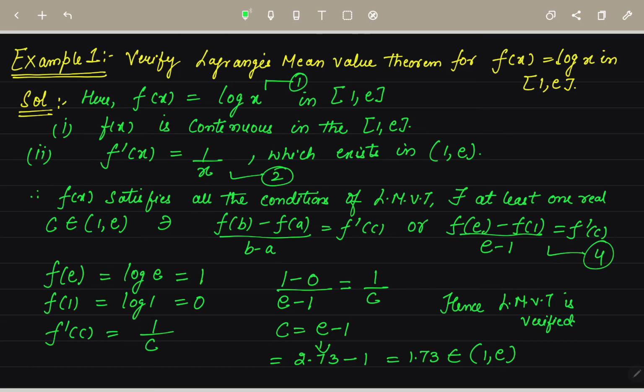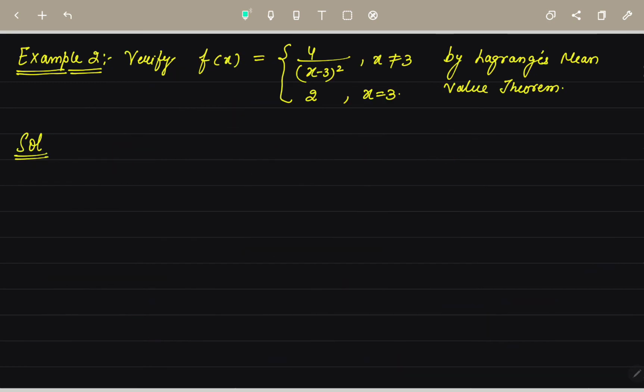Next, I will solve one more example. The next example is: verify f of x is equal to 4 divided by (x minus 3) whole square when x is not equal to 3, and 2 when x is equal to 3, by Lagrange's mean value theorem. First of all, I have to see whether this function is continuous in the closed interval 1 and 5, and similarly whether this function is derivable.